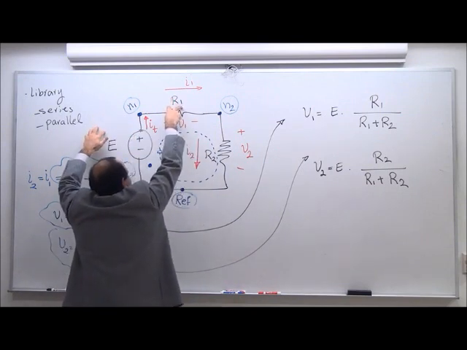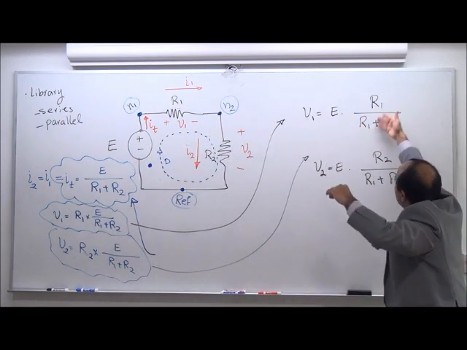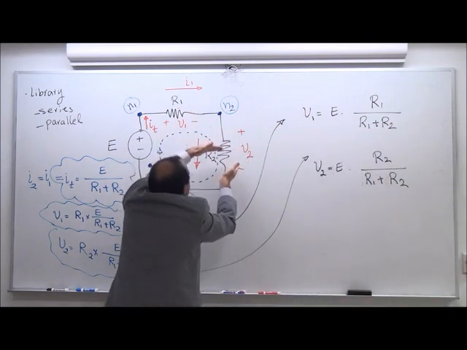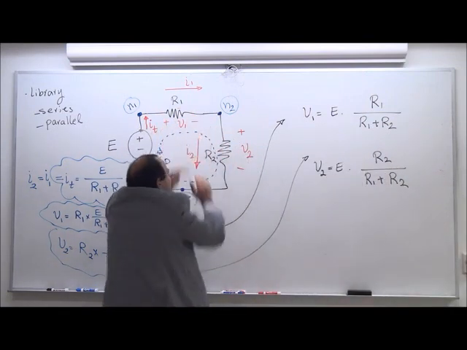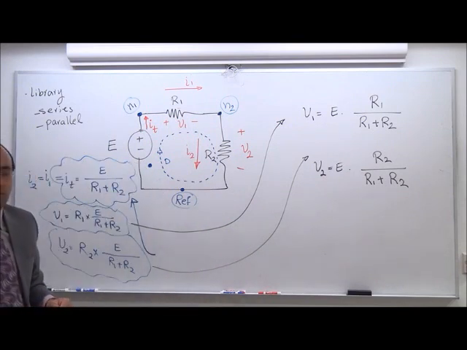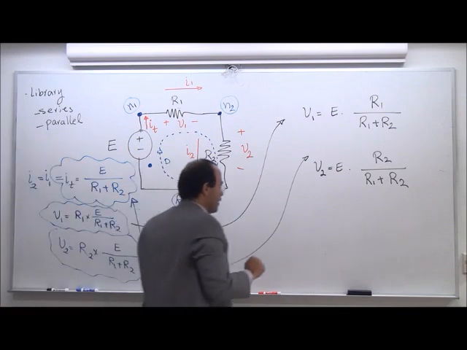So in that sense, this is going to be 1 divided by 1 plus 10, 1 divided by 11 times E. You need proportional energy to spend to go. That's what the principle of voltage divider is. That's one thing we learn on this simple subject.